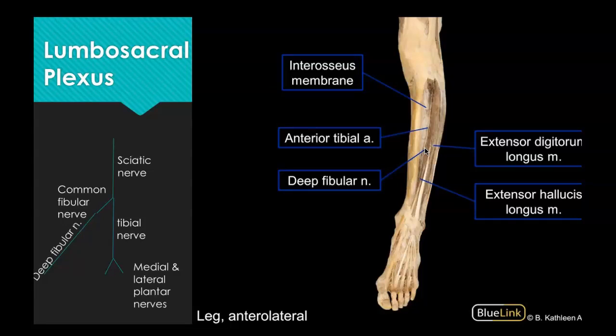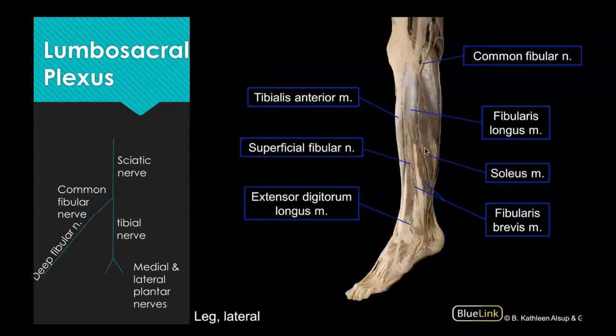Now to find the superficial fibular nerve, we need to look at the lateral compartment of the leg, and you can find the superficial fibular nerve deep to the fibularis longus. So in our schematic, we can add superficial fibular nerve. Now, you may have already guessed this, but the deep fibular nerve will supply the anterior compartment of the leg, and the superficial fibular nerve will supply the lateral compartment of the leg.